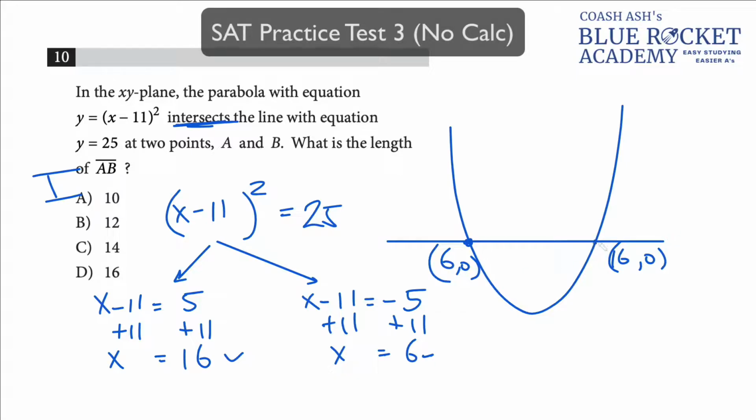Okay, now what they're saying is this is A and this is B. Now what is the length of AB? Super easy. What's the length between these two guys? Because it's a horizontal line, the length is just 16 minus 6, which is 10, and 10 is your answer.